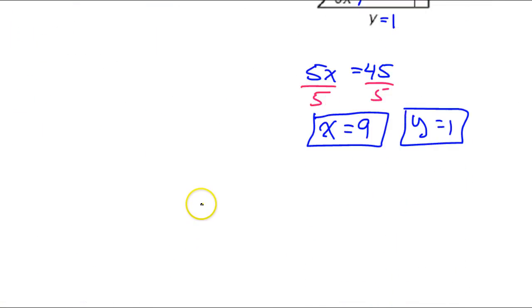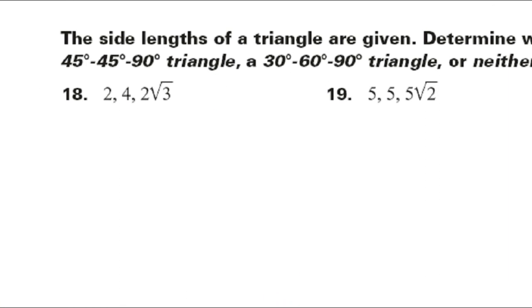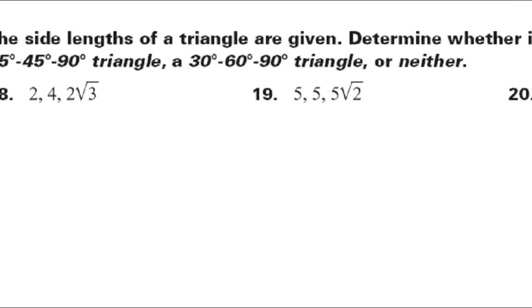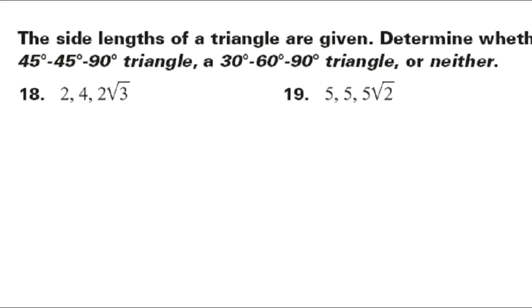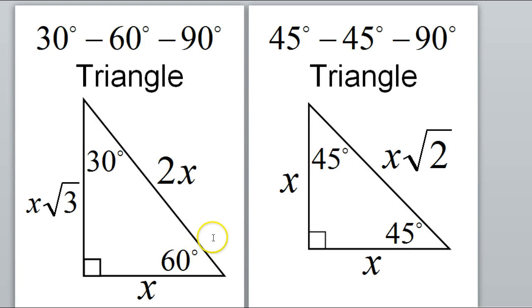Okay, what else you got? Now, the side lengths of a triangle are given. Determine whether it's a 45-45-90, a 30-60-90 triangle, or neither. Okay, looking at the patterns, let's take a quick glance. If it's going to be a 45-45-90 triangle, it has to be isosceles. So I should have 2 sides the same and then one with a radical 2. So that should be easy to spot.